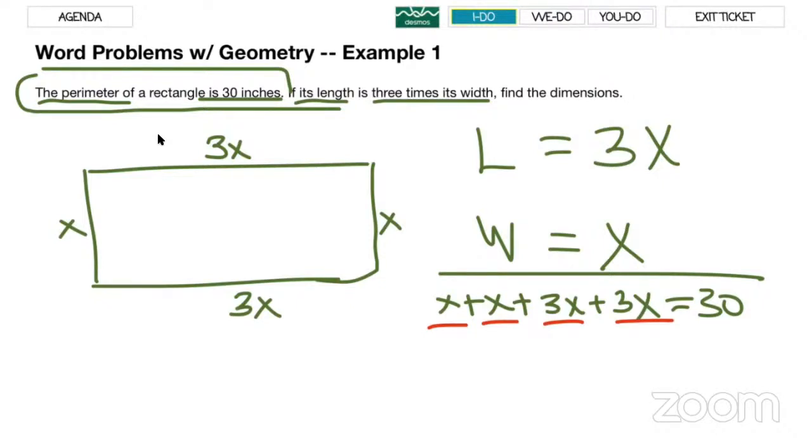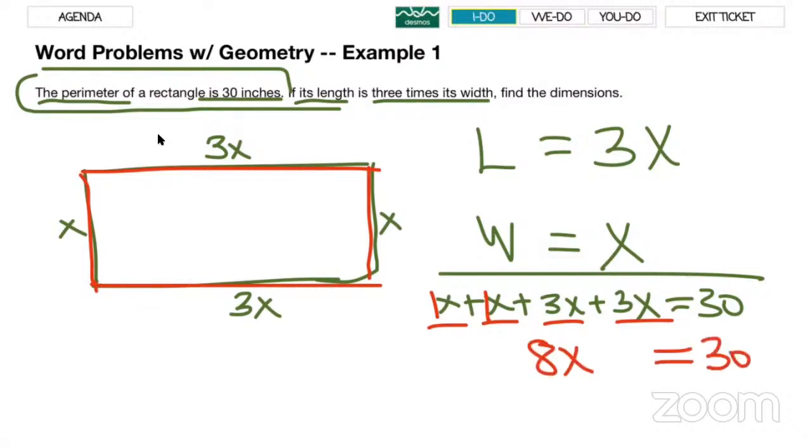Okay, so we added all the sides of the rectangle. Look at this. I add the sides of the rectangle, and when you add them, you have 1x plus 1x, you have 2x's. 2x plus 3x, you have 5x's. 5x plus 3x, in total you have 8x on the left side of the equal sign. Okay? And that is equal to 30.